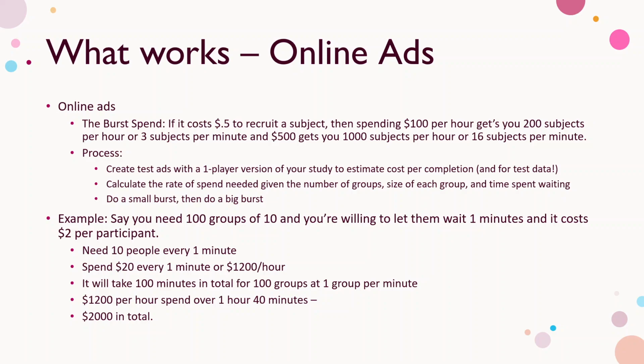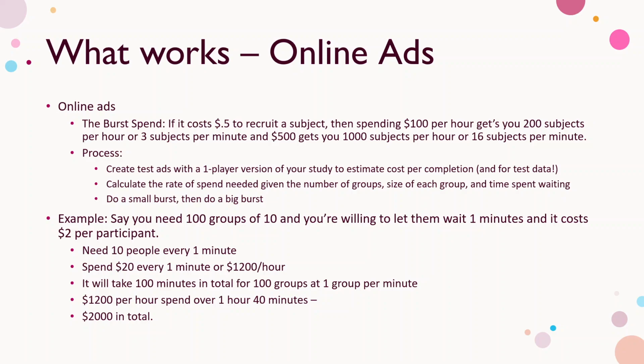Online ads work through what we call the burst spend, which is at a high level, we spend a ton of money all at once to get a lot of people to show up very quickly. And the calculation goes like this. Say it costs 50 cents to recruit your subject. So that means $100 an hour of advertising spending is going to get you 200 subjects every hour. So this is like the 2 trains. One's going 40 miles an hour, one's going 60 miles an hour. Where are they going to meet in the middle? A little bit of algebra here.